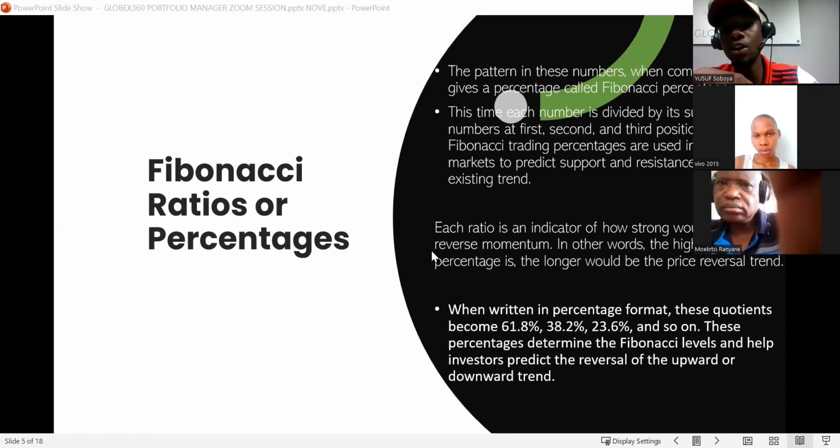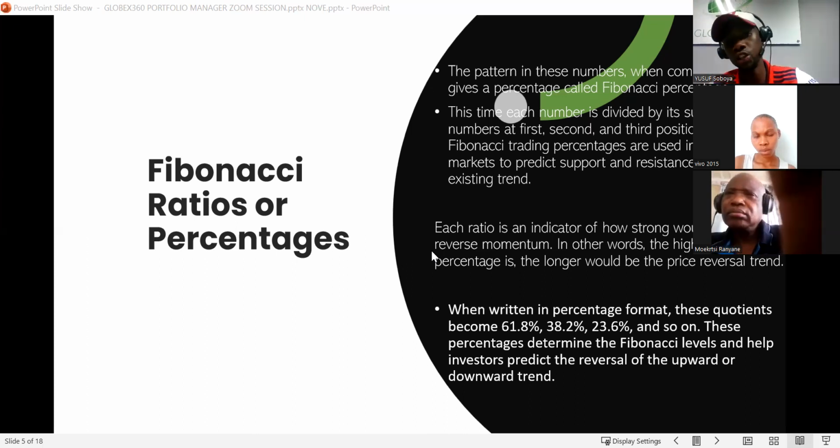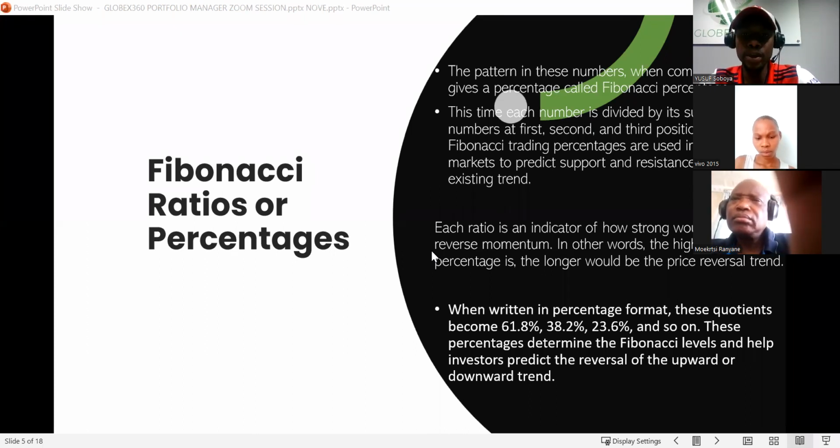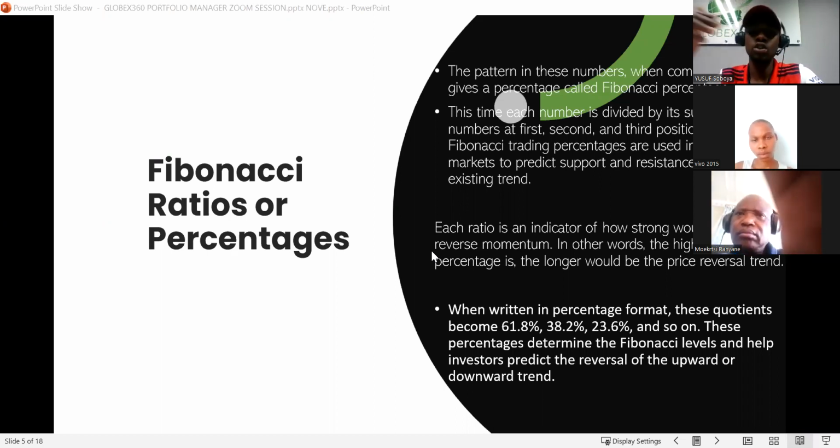Then we come to understanding the Fibonacci ratio numbers. When they're written in a percentage format, these ratios become 61.8%, 38.2%, 23.6%, and so on. This percentage determines the Fibonacci levels, and investors predict the reversal upwards or downwards. So if you draw the Fibonacci on the chart, the percentage numbers that you're going to see, 61.8, 38.2, 23.6, right? So these are levels.